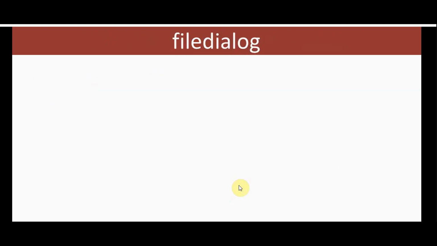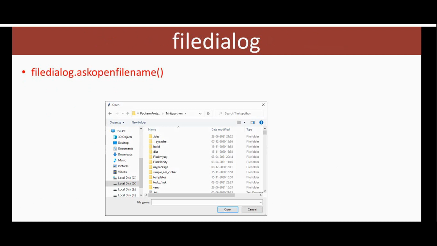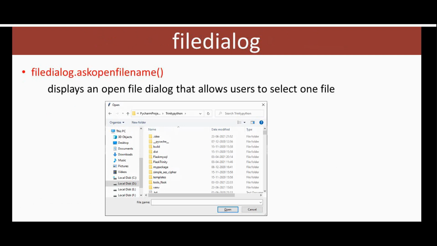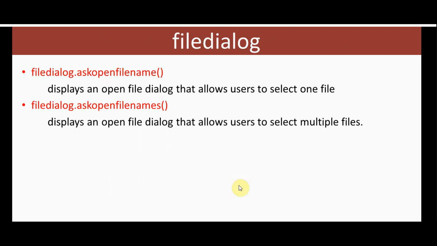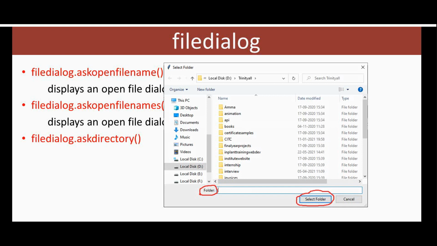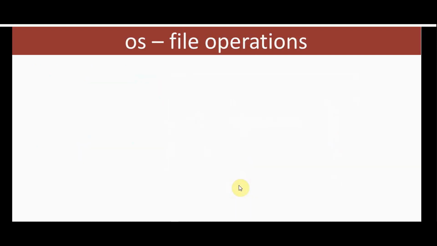So first, let's see about filedialog. I have used three methods. filedialog.askopenfilename. This method will display an open file dialog that allows users to select only one file, and askopenfilenames allows users to select multiple files. Okay, and filedialog.askdirectory will display an open dialog so that you can select a particular folder alone. Let's move on to the OS module.